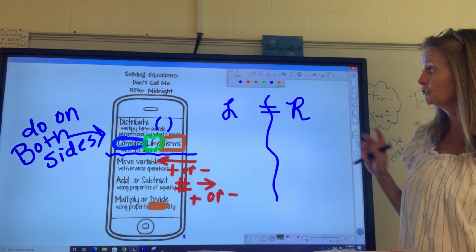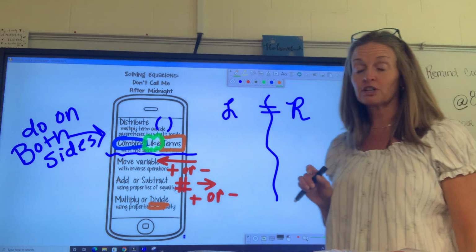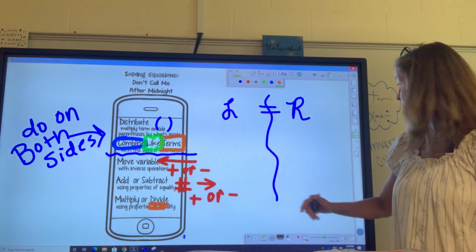All right, so those are our little notes. This is what this means, because on Monday it's very exciting. We're going to have variables on both sides.